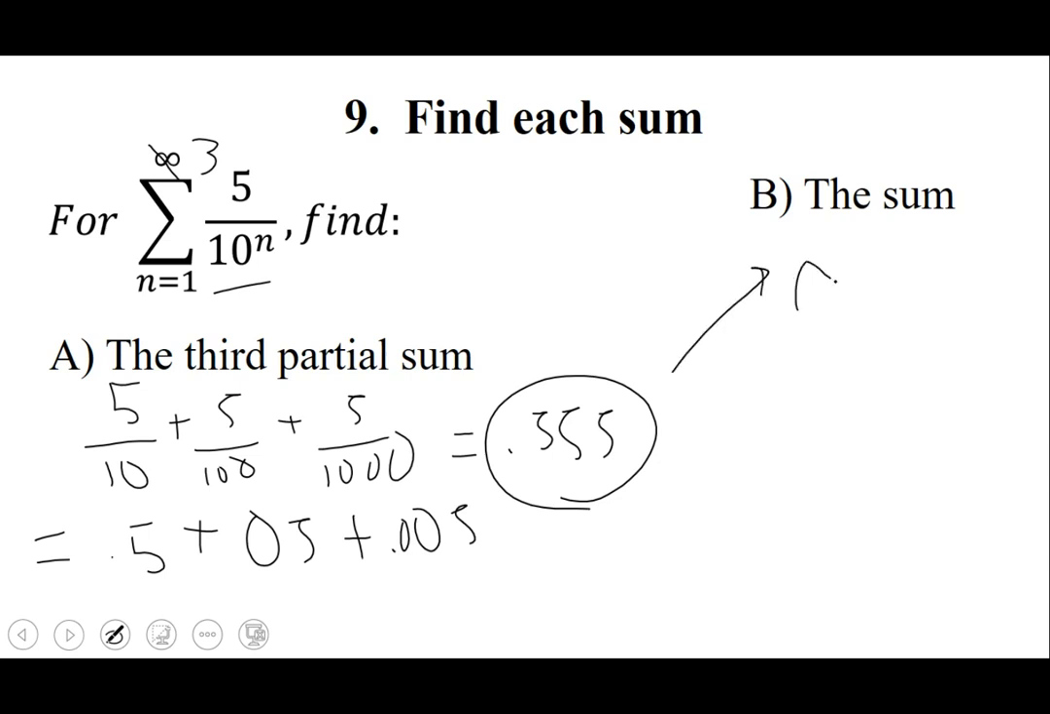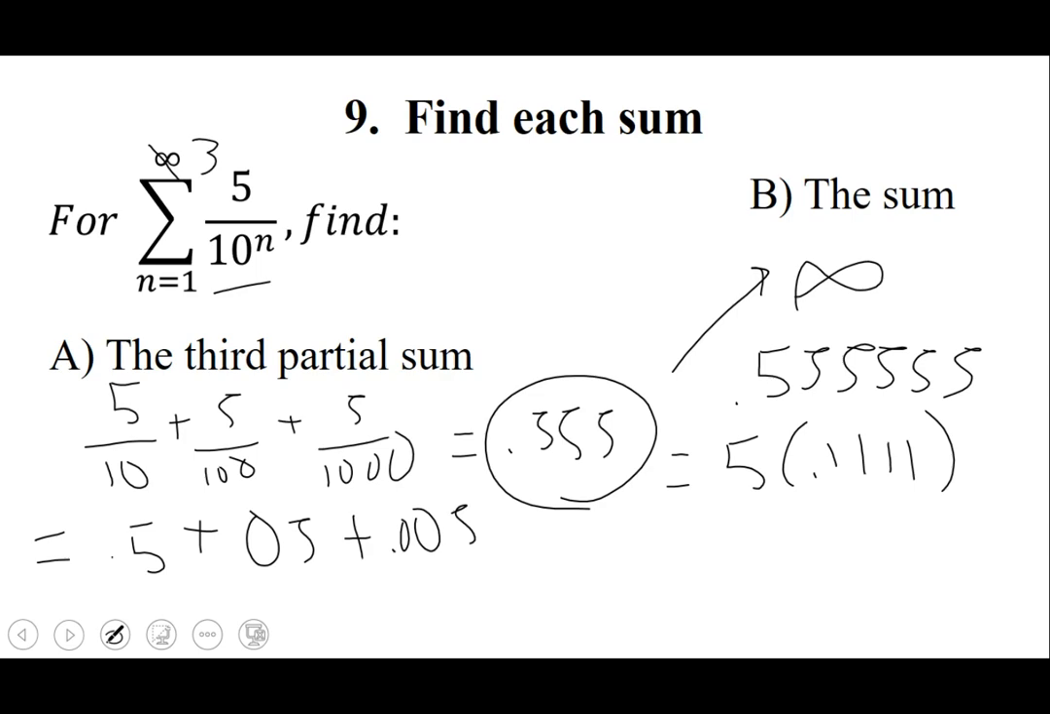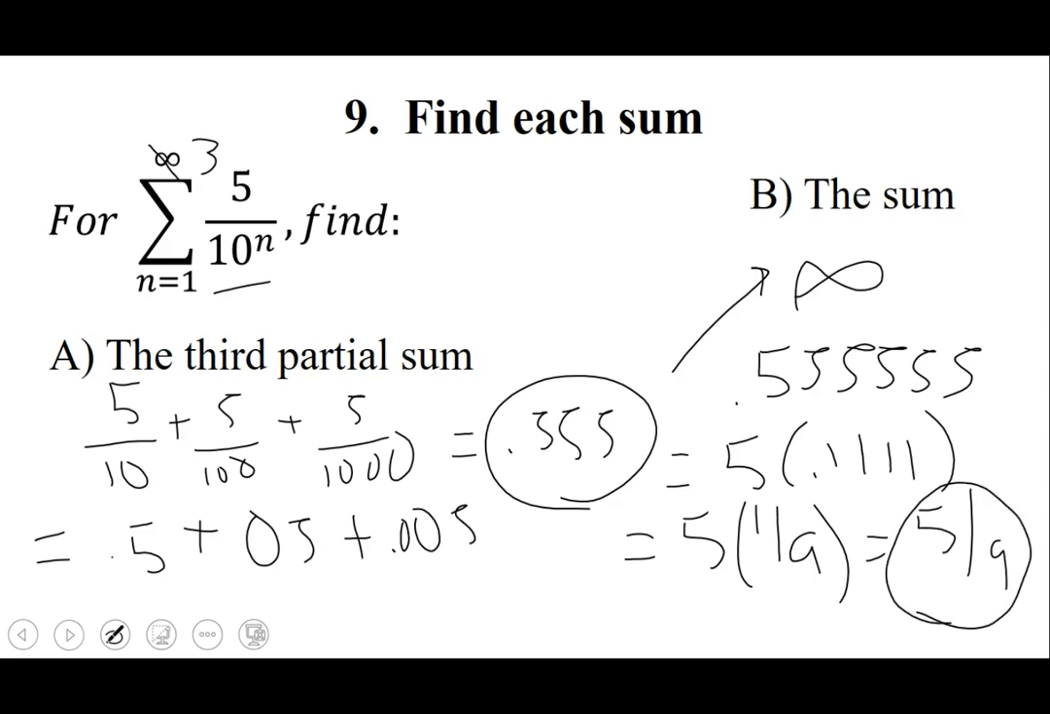Consider what would happen if you were to go to infinity. You would continue to keep getting more and more and more 5s. 0.55555. It's possible that offhand you don't know what that fraction is. So if you were to go ahead and factor out the 5, you would get 5 times 0.11111. 0.11111 is always going to be equal to 1/9, which means that the limit of this series would be 5/9.